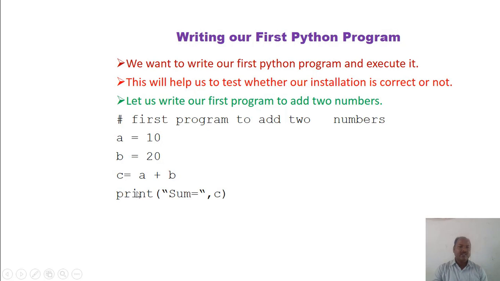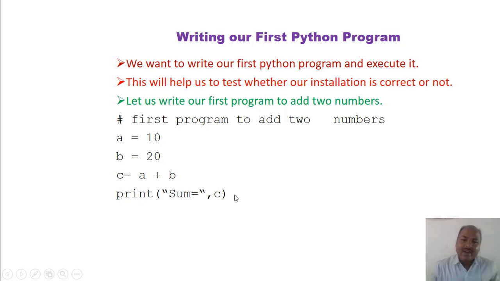The last statement is print. So print is a function here. Print is a built-in function. Here within double quotes, sum equal to, double quote complete. So within double quotes we have written the display statement, sum equal to, and the value of c will be there. So you get the output sum equal to c.